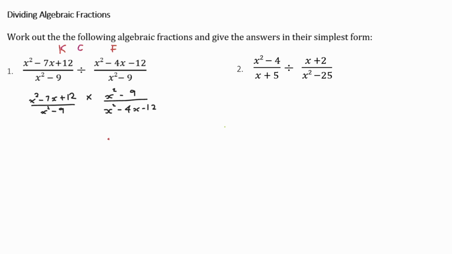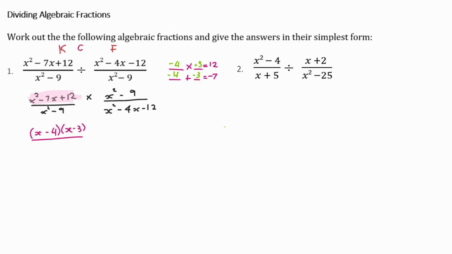the denominator. As we can see, we've got a quadratic equation as the first numerator, which means in order to factorize it, we need to look for two numbers that multiply to give us 12, and the same two numbers need to add to give us minus 7. So the numbers we will be using are minus 4 and minus 3. So we can factorize that equation as x minus 4 and x minus 3.